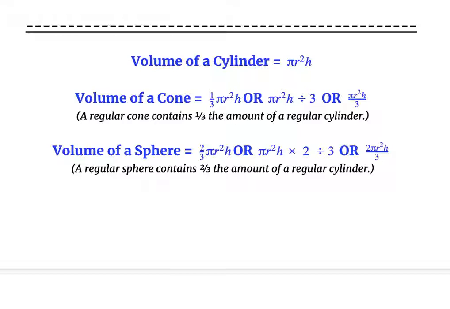And then we also found out that the volume of a cone is basically 1/3 the volume of a cylinder. It fills up 1/3 of the way. And then the volume of a sphere fills up 2/3 of the way.